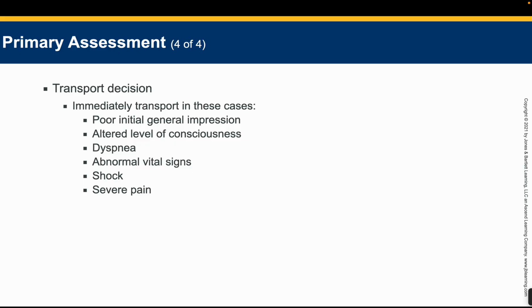Based on what you've seen so far, you're deciding, does this patient need to go now? Certain findings should immediately push you towards a rapid transport. Things like a poor general impression, an altered level of consciousness, or difficulty breathing. Abnormal vital signs, signs of shock, or severe pain are also big red flags. So this is where everything comes together. You've done a quick assessment, now you're making a decision about the priority and moving to definitive care.